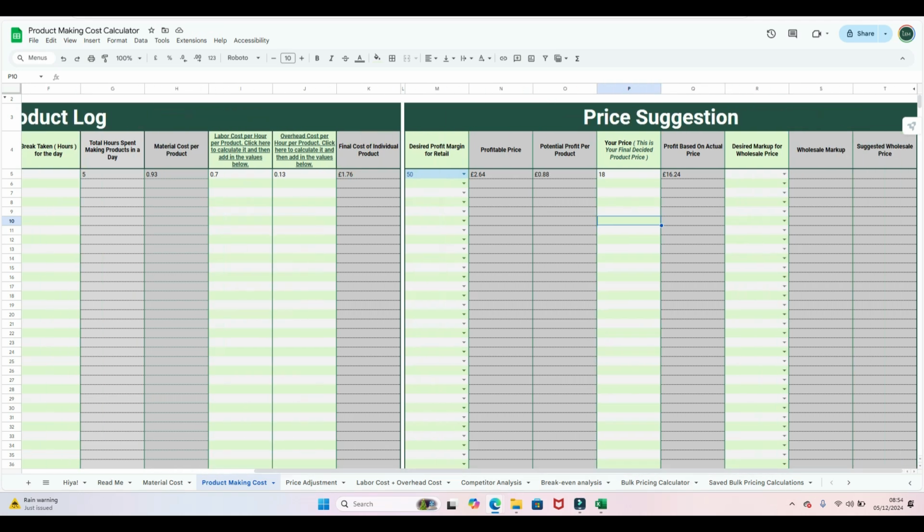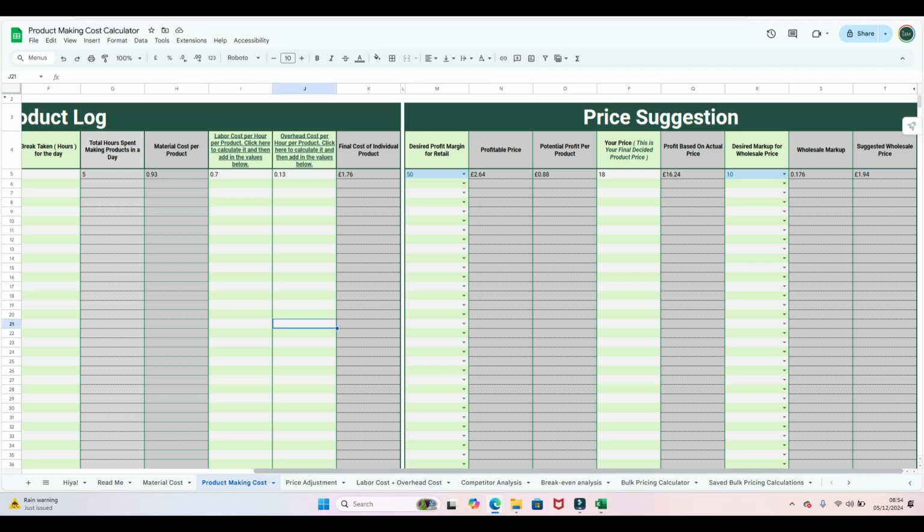Now your desired markup for wholesale, this again depends on you. You can say 10%, and then your wholesale markup, sorry, will show you a suggested price for wholesale. Again, this is not the price that you have to price your individual products when you're doing wholesale. It's a suggested wholesale price where you start making a profit. And you will see how that comes in handy as we go along with the calculation.